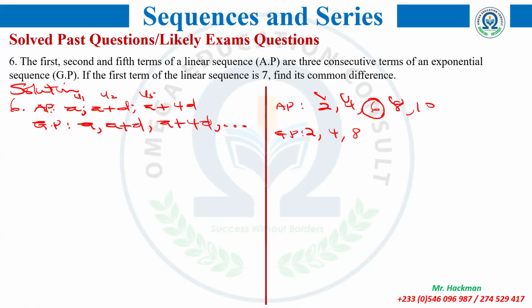So for the GP, if U1 is A, then U2 will be A plus B, then U3 plus B.